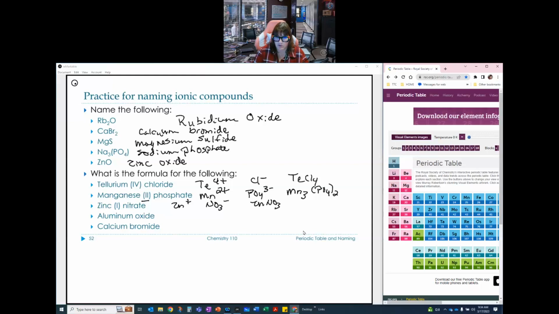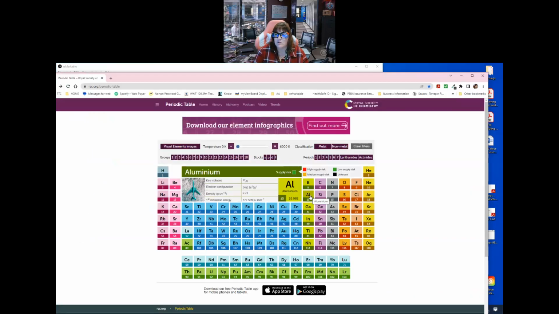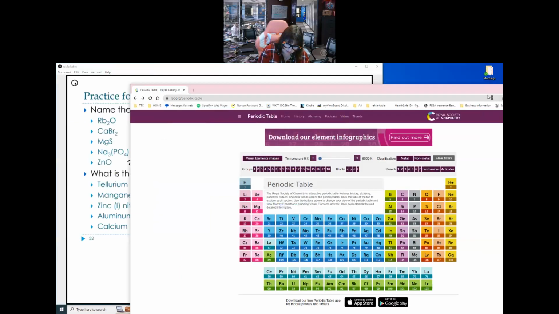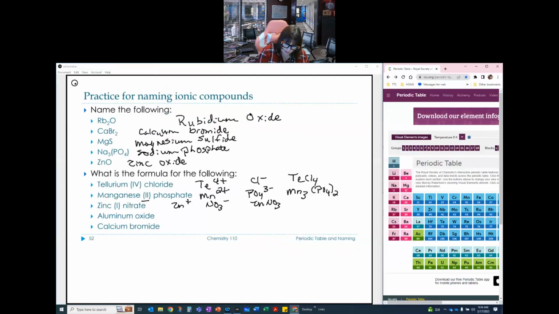Aluminum oxide. So aluminum is one of those ones that's over here. He's right here. He becomes a 3 plus because of where he is. Okay. So he's an Al3 plus. Oxygen is a -2. So that gives me an Al2O3. Okay.